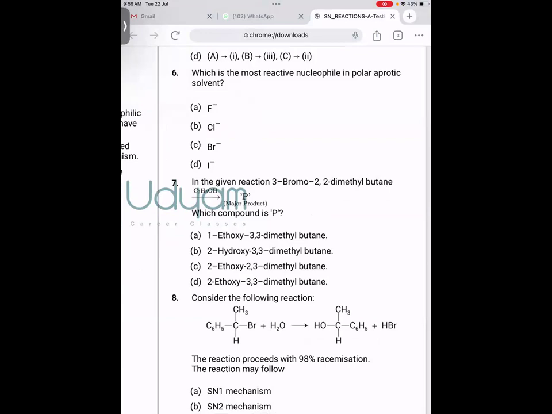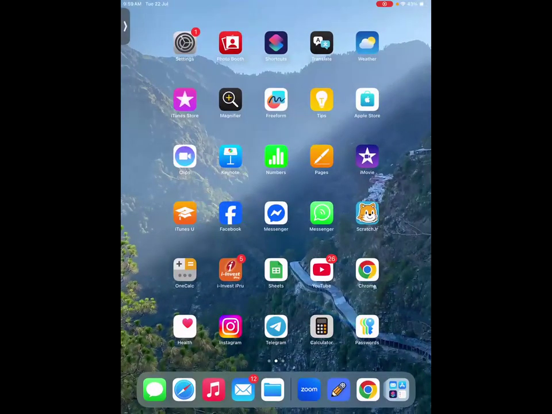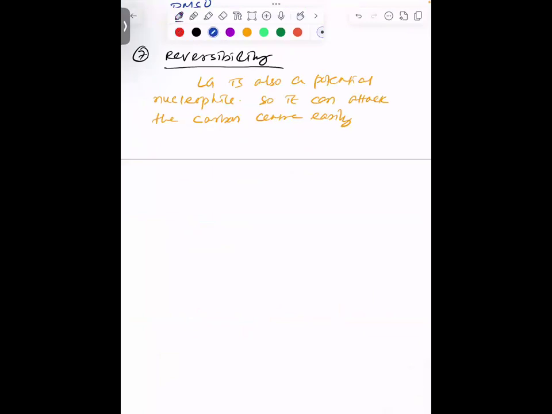Then question number 7. In the given reaction, 3-bromo 2,2-dimethyl butane with ethanol. So what will be the product? Let us draw the structure. 3-bromo 2,2-dimethyl butane, ethanol. What will be the product?